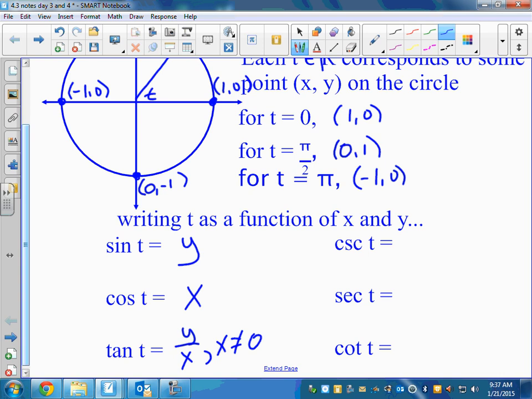And we can flip this over now. Cosecant is normally r over y, but again, r is 1. So we can say 1 over y, where y can't equal 0. Secant is now 1 over x, where x can't equal 0. And cotangent would be x over y, where y can't equal 0.